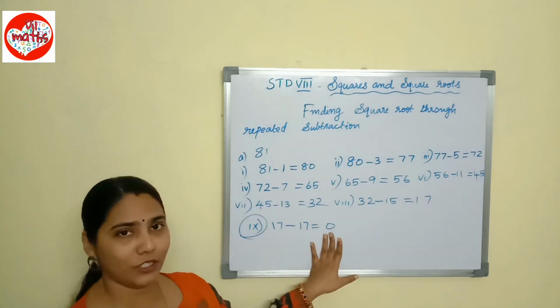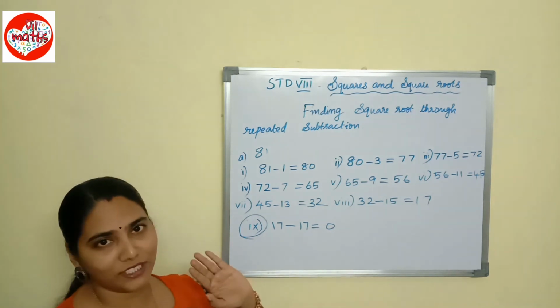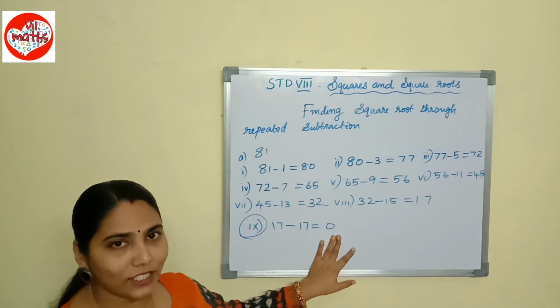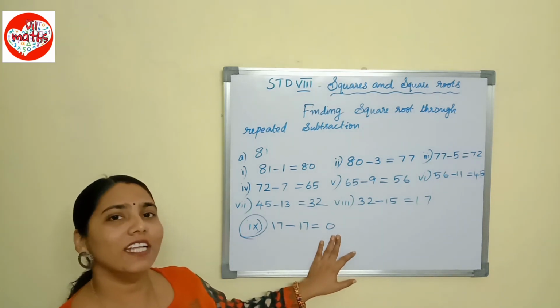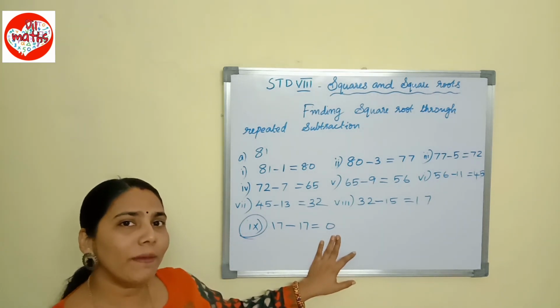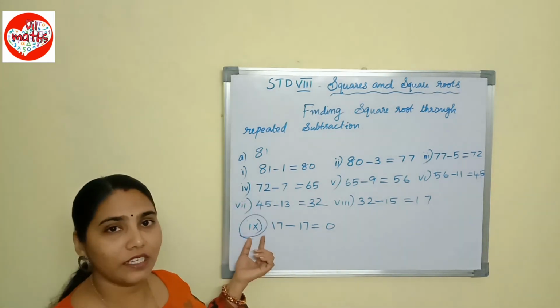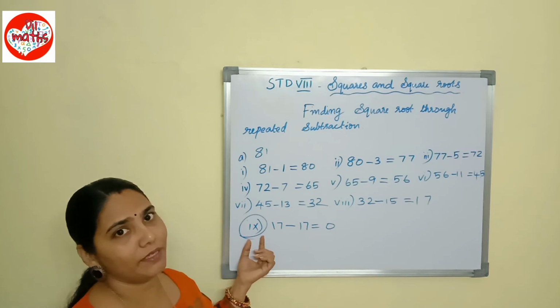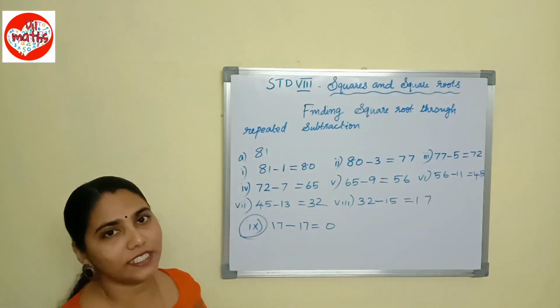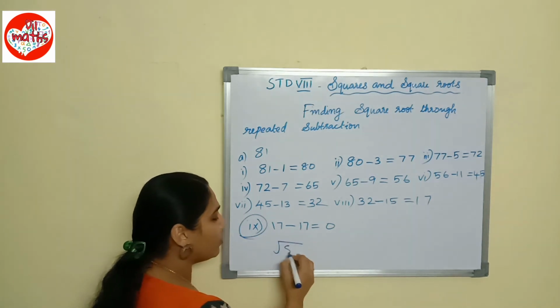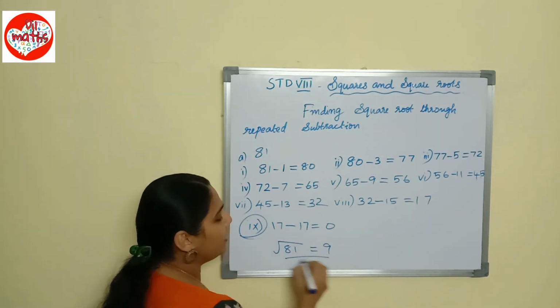If you are getting 0, at that step you should stop there. Okay? So you got in the 9th step, the difference is 0. So you should stop there and you should check how many steps we have done here. So already I put the numbers here. We done 9th step. So the square root of 81 is equal to 9. Okay, I will give you one more example.